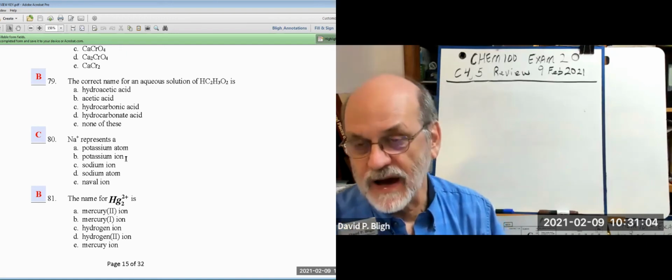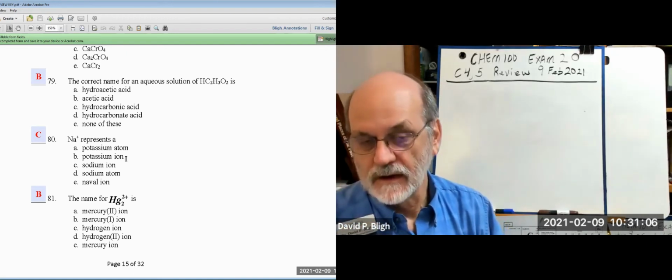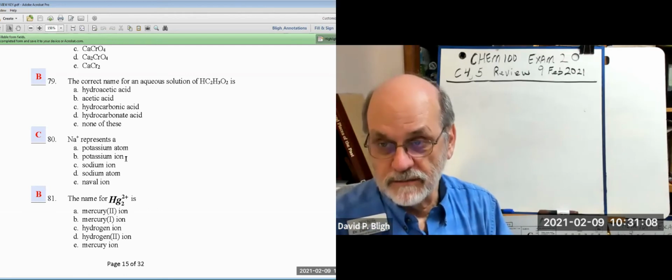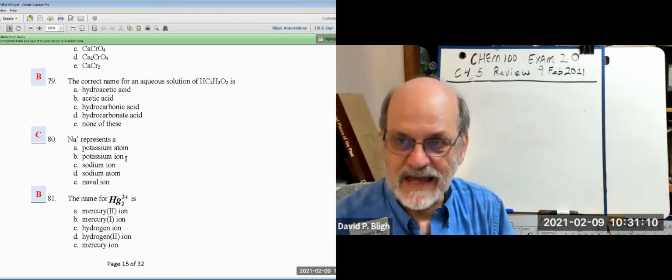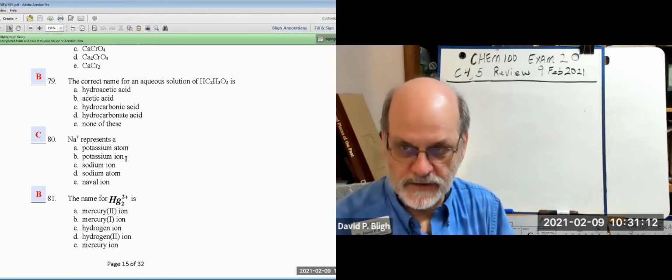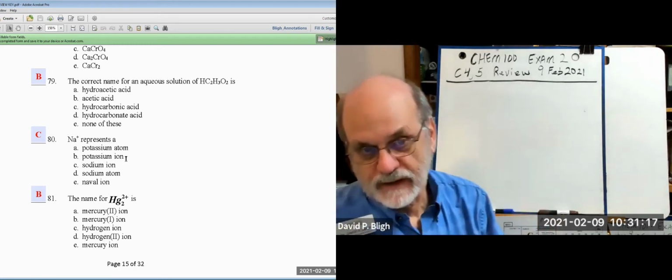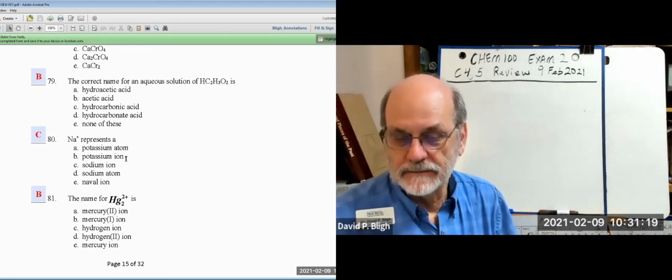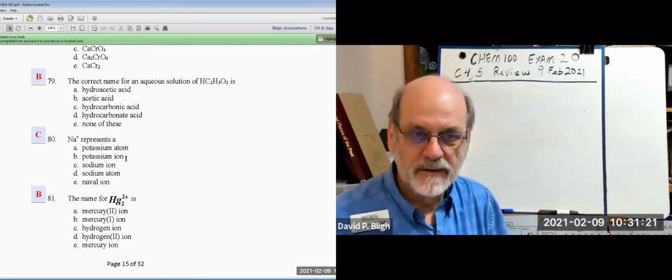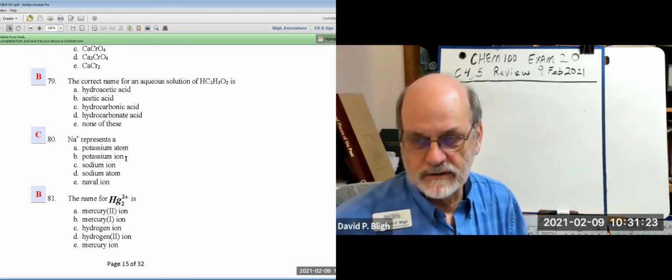What's the potassium ion? Right, it's in the same group as sodium. Potassium is K, so it'd be K plus for potassium. K for kalium, which is Latin for potassium, and Na is natrium.